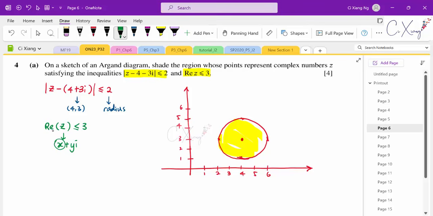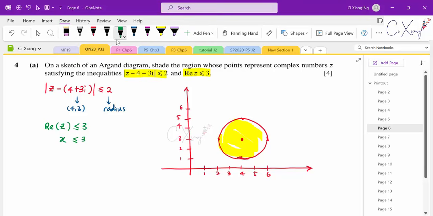So Re means real. Real part of z means the x. So in short, this inequality basically means that you have x smaller than or equal to 3. Before you shade the area, try to look at x equals 3 first. How do you sketch the line x equals 3?